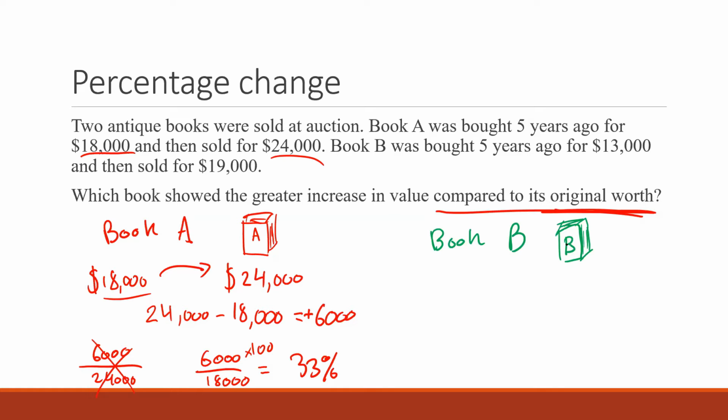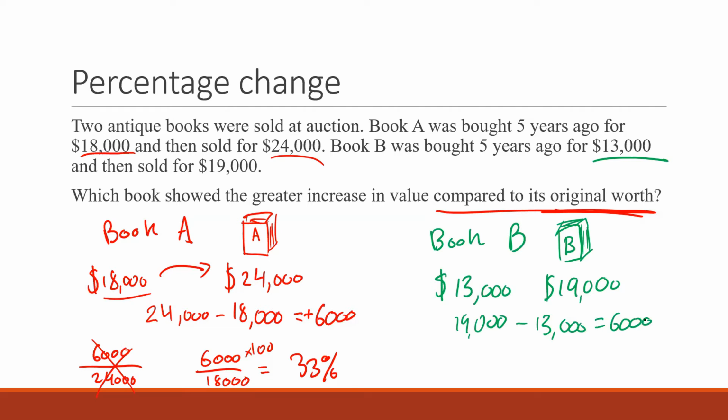Book B was bought 5 years ago for 13,000, so it was a bit cheaper, and then sold for 19,000. Let's calculate this. 19,000 minus 13,000 gives us 6,000 again. So it's the same increase, but is it the same percentage increase? Let's find out.